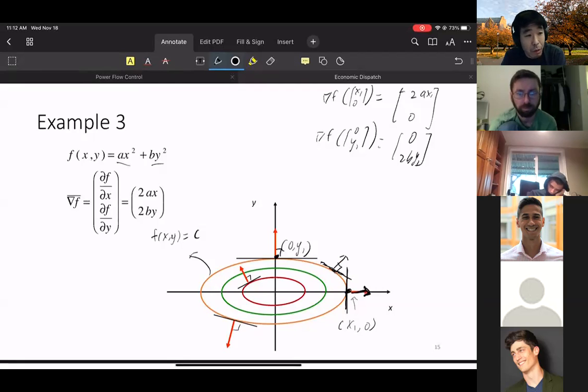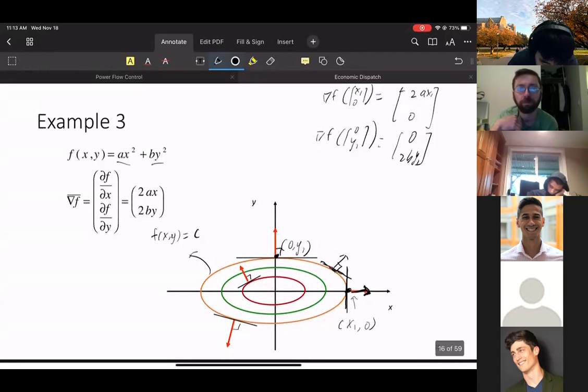So what does this have to do with anything? What does this have to do with optimization, right? Well, why does this gradient matter for our optimization purposes? Well, let's think about this. Okay.